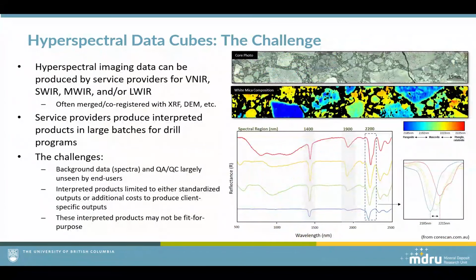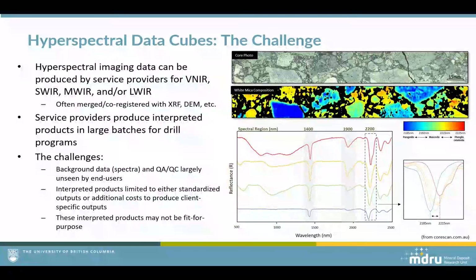So the challenge with working with data cubes is that, number one, hyperspectral imaging can be produced by service providers currently across the electromagnetic spectrum. This includes the visible, shortwave, medium wave, and long wave infrared, most commonly. These can often be merged or co-registered with different types of data analytics, including XRF, DEM, magnetic susceptibility, etc. LIBS, that's another one.